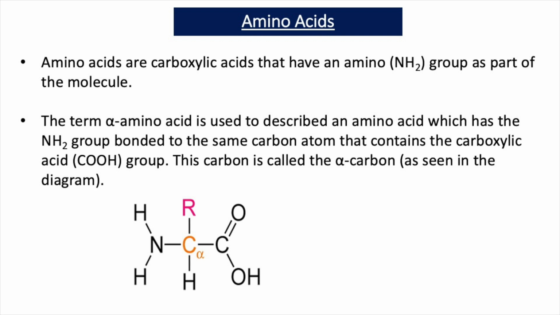So here with this molecule we have an NH2 group, the amino group, bonded to a carbon, which we call the alpha carbon, and on that carbon will be a hydrogen and a group that varies, we're going to call it R here, and a C double bond O, OH.